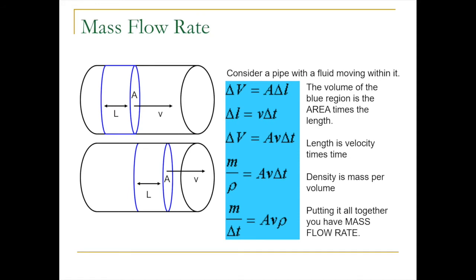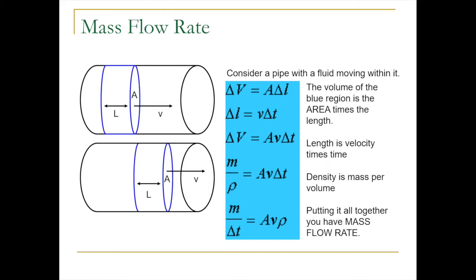So let's look at a small section of pipe and put some liquid through it. Now again, we are assuming that the liquid is constant density and incompressible. And if we want to find the volume of a small section of that liquid, then we're looking at the case of a cylinder. So if we want to find the volume of this cylinder, we have the area of the base times the height, which is defined as A delta L.